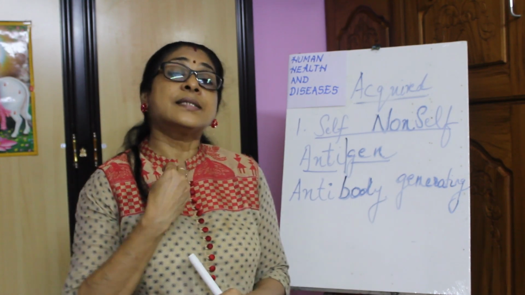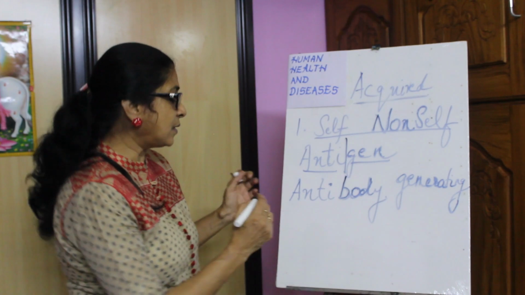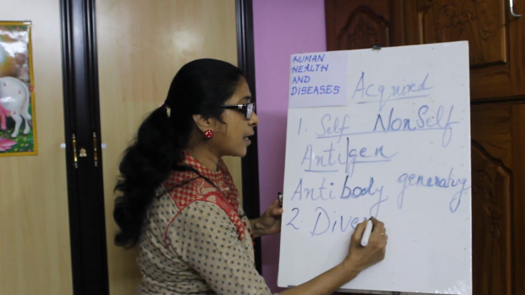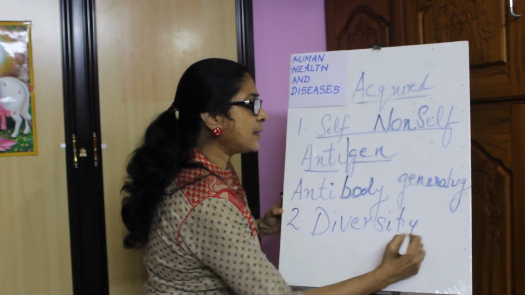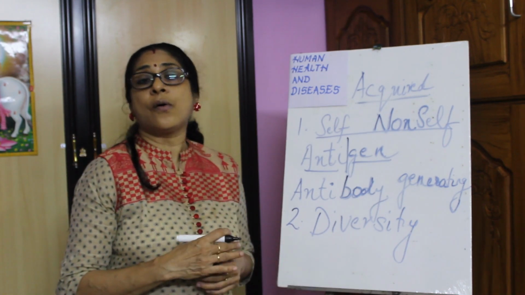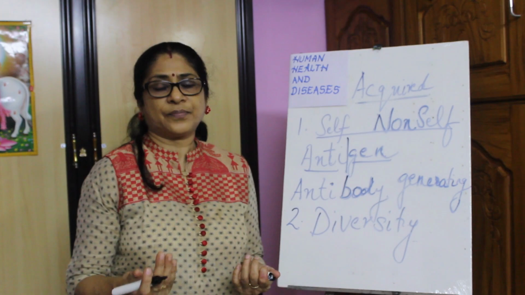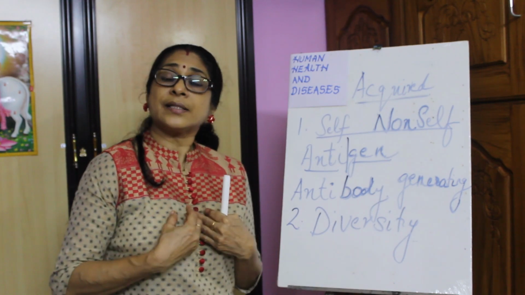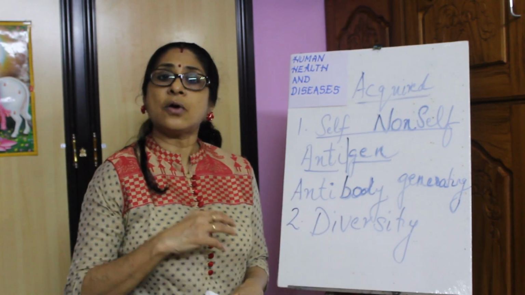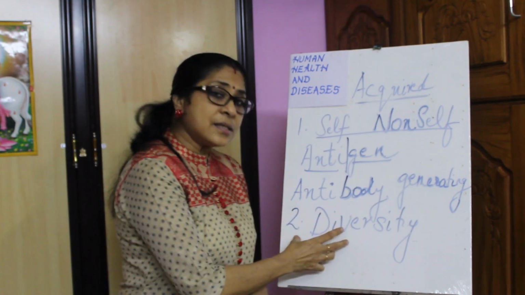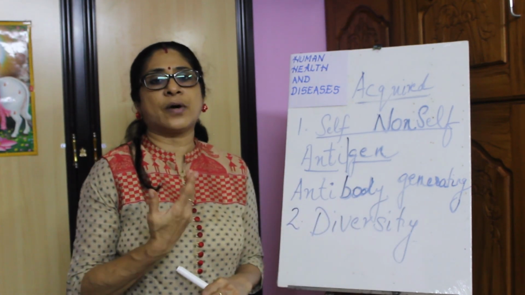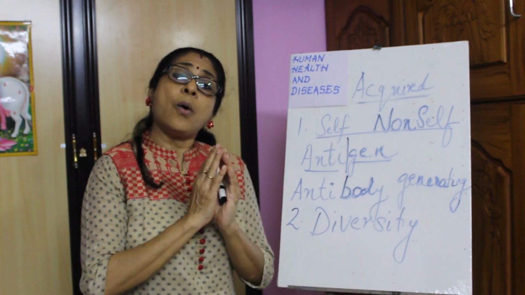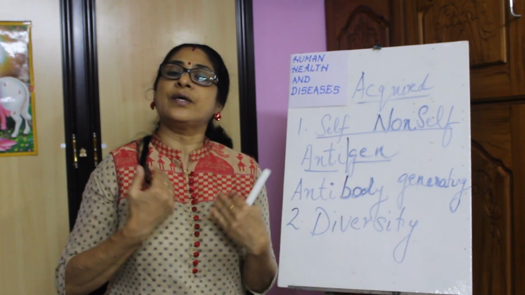Let us see what is the second concept. The second concept is known as diversity. Now what is the meaning of diversity? Please understand that there are possibilities of millions of antigens to enter into our body. From birth, throughout our life, we are exposed to so many non-self substances or antigens. And this is known as the diversity aspect of our immune system. The immune system is capable of recognizing all these millions of antigens we are exposed to.